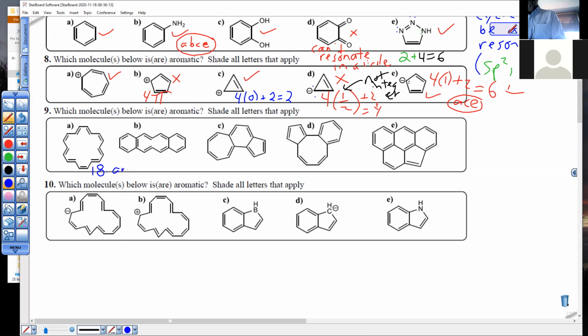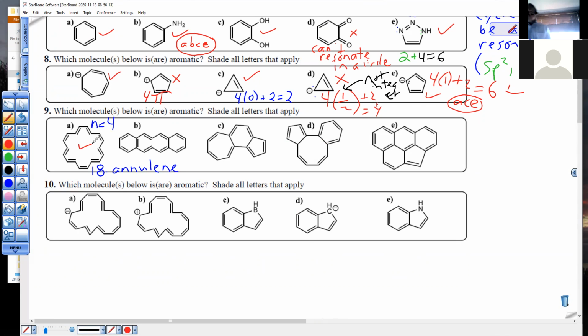Does that fit the number of pi electrons being aromatic? What's 4 times 4 plus 2? N equals 4. Check.